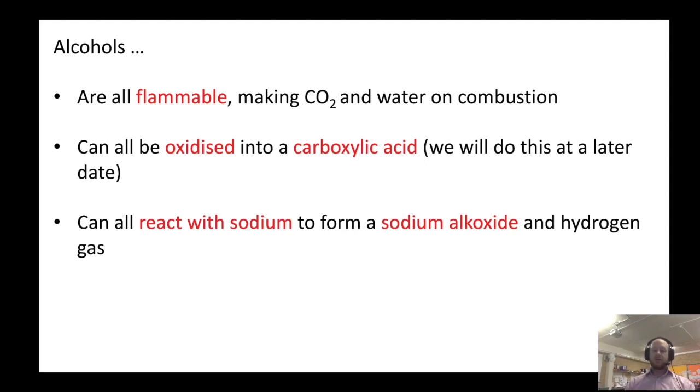Also, they all react with sodium. If they react with sodium, they form a sodium alkoxide, and it also makes hydrogen gas. This is very, very similar to the reaction of sodium and water. It's just that the OH from the alcohol is acting like the H2O from the water, so a very similar reaction.